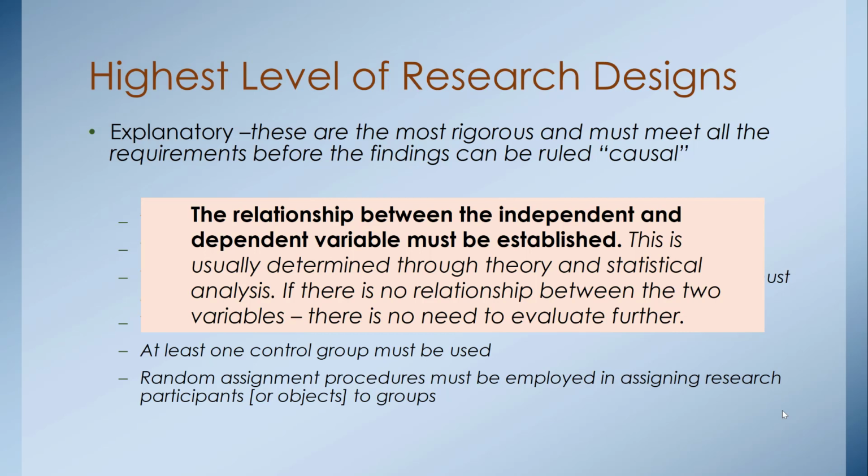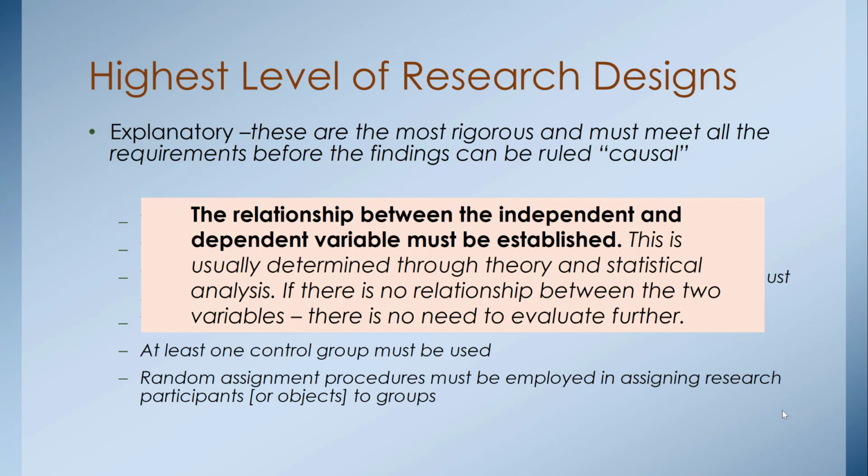So whatever we're trying to impact, if the independent variable increases, then we want the dependent variable to increase or decrease. We want those to move together. That shows that there's a relationship. If there is no relationship between the independent and the dependent variable, there's no need to evaluate further, because it doesn't make any difference what kind of statistical analysis you do, what kind of interpretations you do. If they're not related, they're not related.